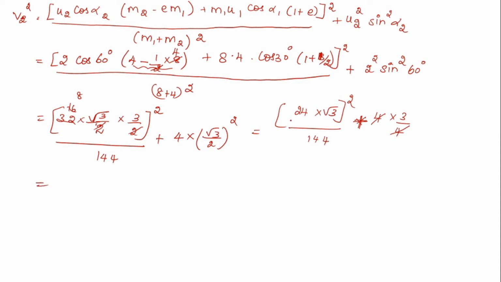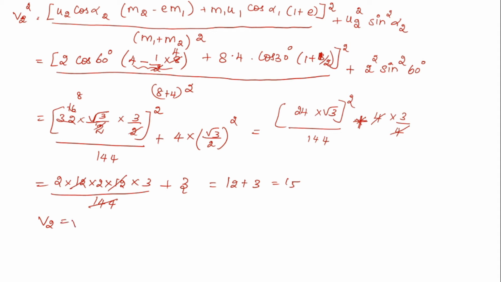24 can be written as 2 into 12, right? So it will be 2 into 12 into 2 into 12 because it is square. And root 3 square will be 3, divided by 144 plus 3. So this 12 and 12 and 144 will get cancelled. 2 2s are 4, 4 3s are 12. So 12 plus 3 is 15. So 15 is the final velocity, that is V2 square. So V2 is equal to square root of 15 centimeter per second.